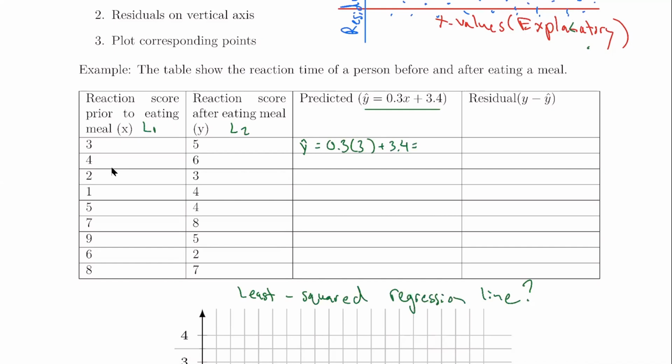All right, so if you do 0.3 times 3, you get 0.9. 0.9 plus 3.4, you get 4.3. So that's my predicted value for that first row. If somebody scored a 3 before eating a meal, we're predicting that the score should be a 4.3. Any question where the red 4.3 comes from?